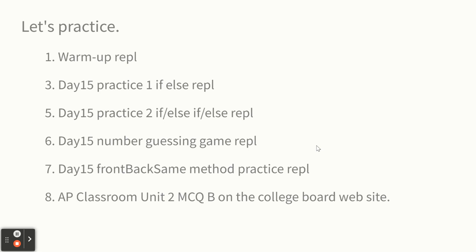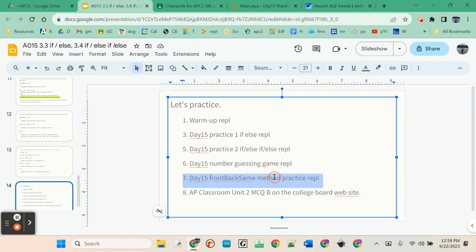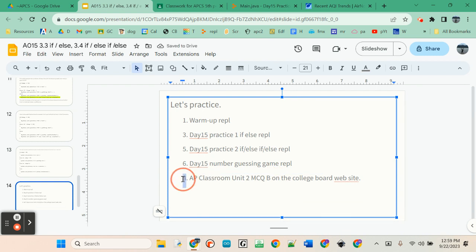I'm going to have you write a fifth REPL for the day. Actually, I think I'm doing front back same on Monday, so I'm going to take that off. But then we do have AP Classroom. I want you to do A, and not B, on the College Board website. This is Unit 2 practice problems. The numbers here are completely irrelevant. I'm going to stop the recording.